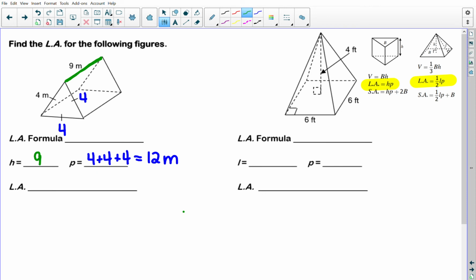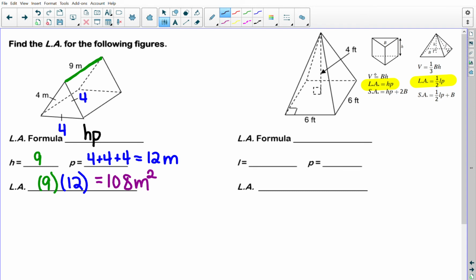And our lateral area formula we can pull from the side. That's h times p. So all I'm going to do is multiply 9 by 12. And I get a lateral area there of 108 meters squared, because area is a second-degree measurement.